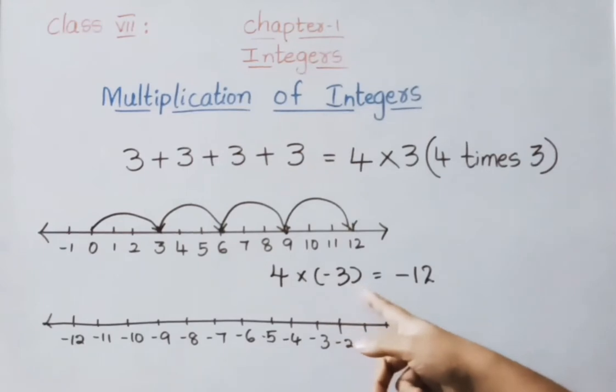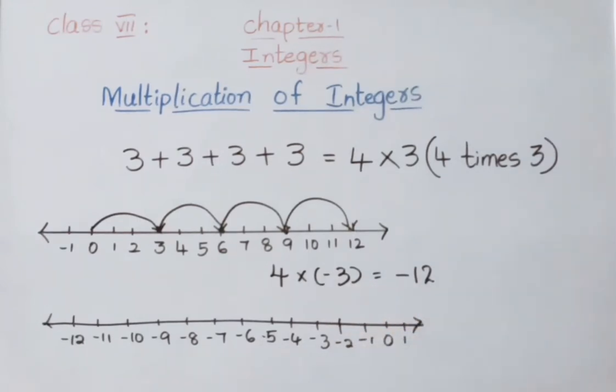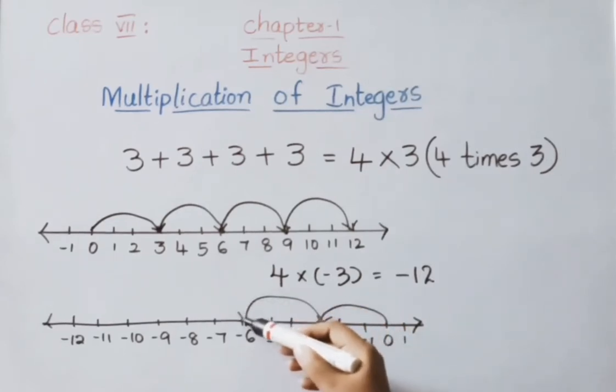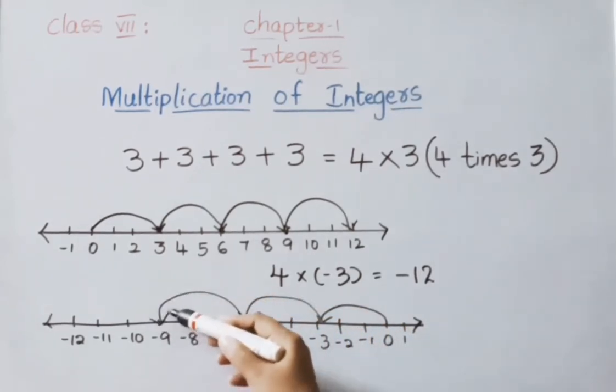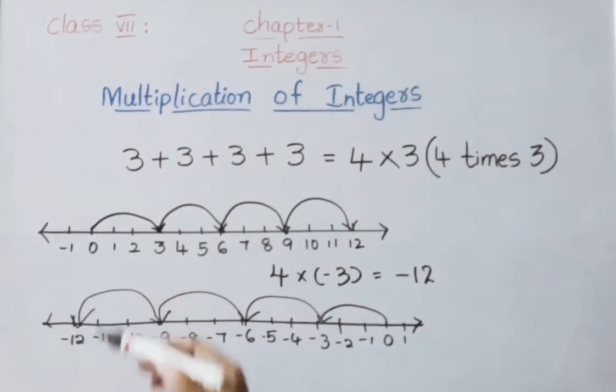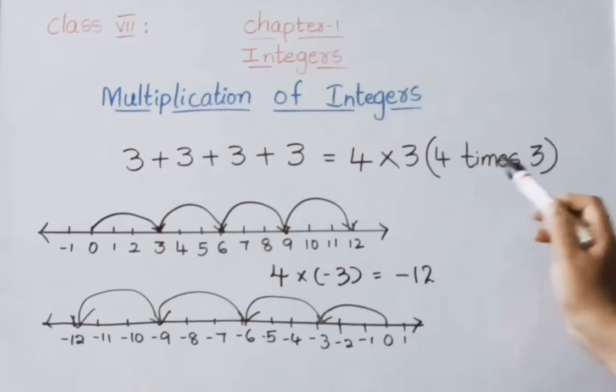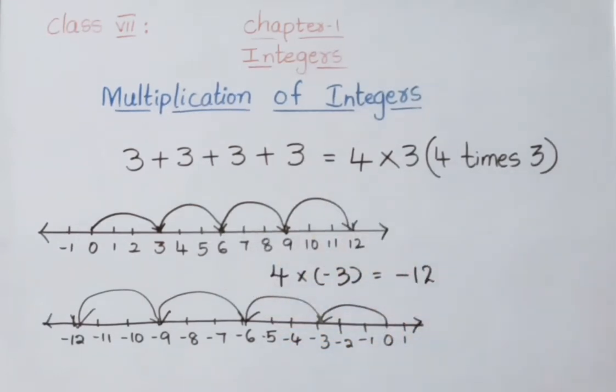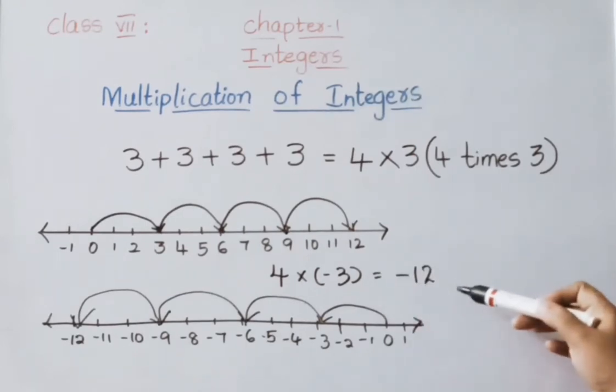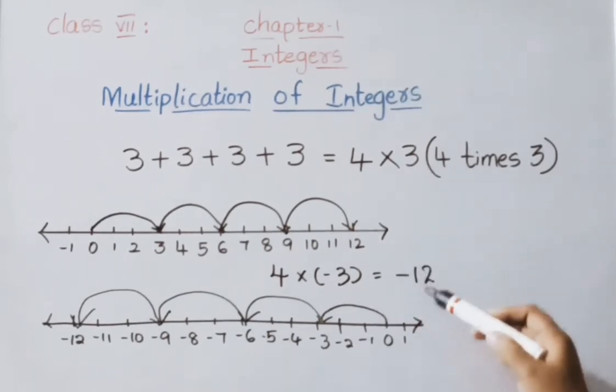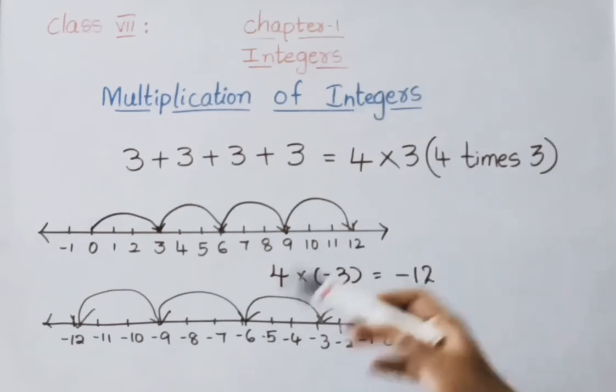4 times minus 3, that means minus 12. Now let us represent this on the number line. Each time we have to show minus 3, 4 times. So minus 3, minus 6, minus 9, minus 12. 4 3s are 12, positive number, so we have shown towards the right side. Here 4 times minus 3, answer is minus 12. So negative integers, that's why we have shown towards the left side.